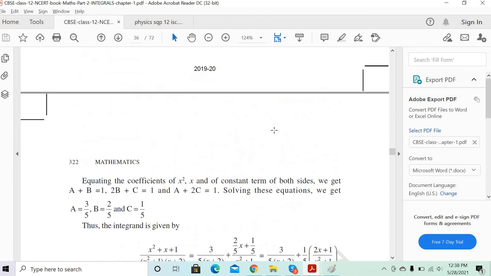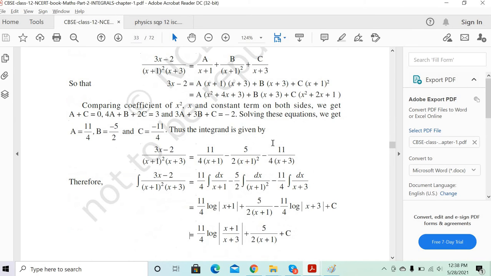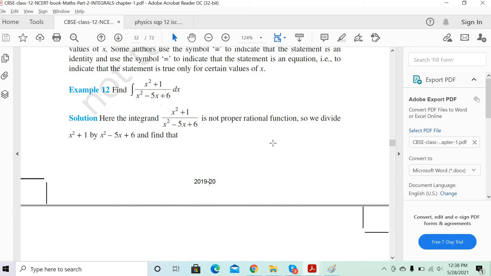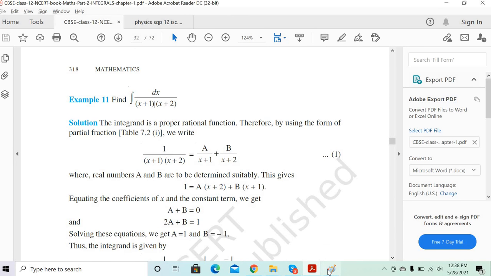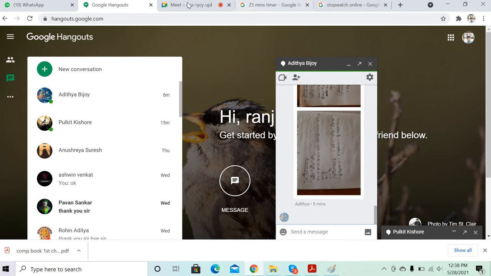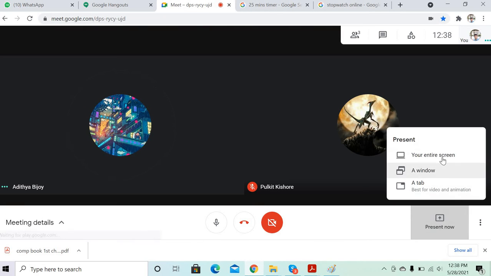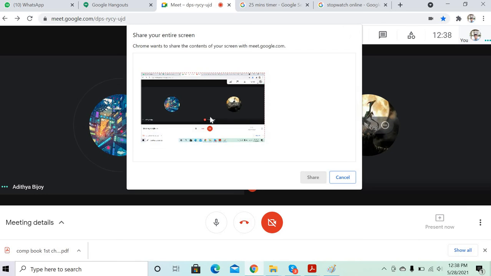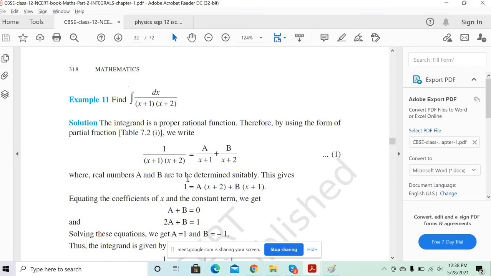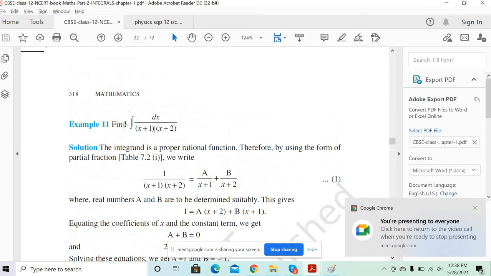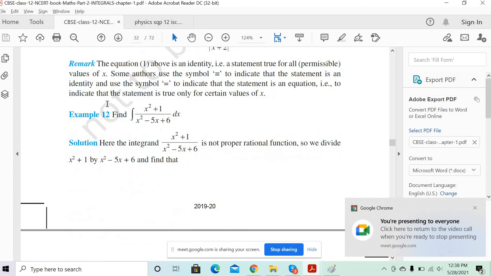And then we need to integrate it, just like how we did with example number 12. Exactly like example number 12. You remember? Go back to example number 12. I'll just share my screen and show you. Can you see example number 12?